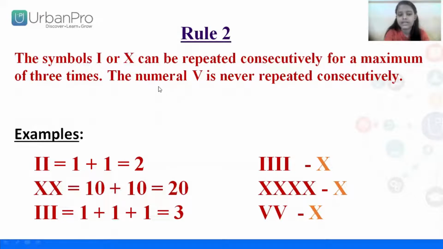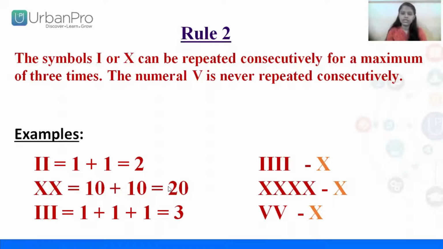Okay, and coming on to the next. The numeral V is never repeated consecutively. Keep in mind, like I and X, we repeat 2 or 3 times, right? But the numeral V is repeated only 1 time. It is not repeated more than once. See here, V and V would give 10. But we have the value for 10, that is X. So it is not possible here. The same examples I have given here: I and I is 2, X and X is 20, and 3 I's is nothing but 3. Okay, so hope you understand rule 2.